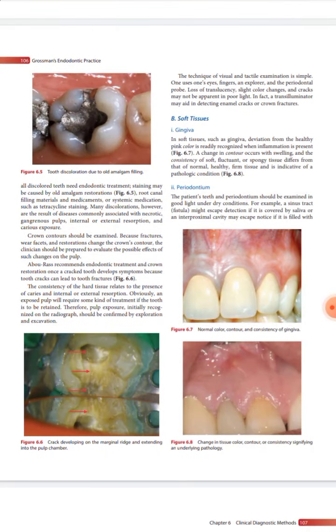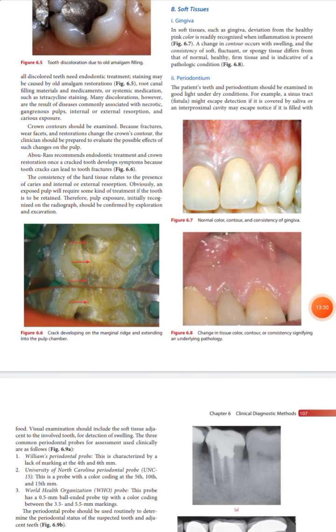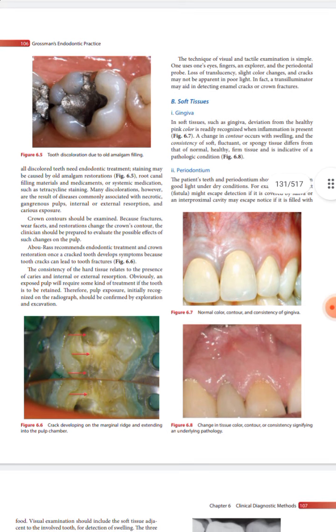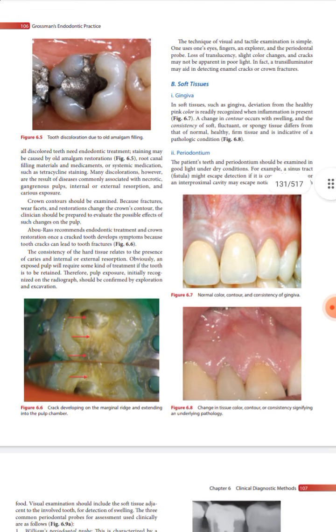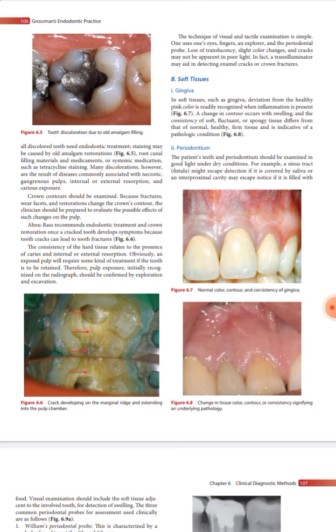The technique of visual and tactile examination is simple. One uses one eye, one finger, an explorer, and the periodontal probe. Loss of translucency, slight color changes, and cracks may not appear in poor light. In fact, a fiber-optic illuminator may aid in detecting enamel cracks or crown fractures.